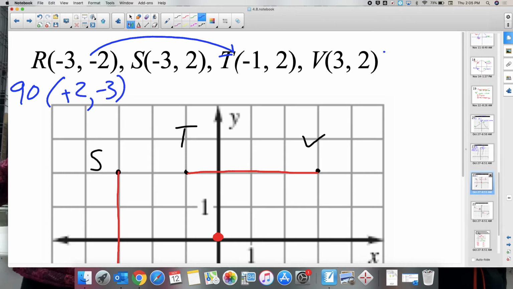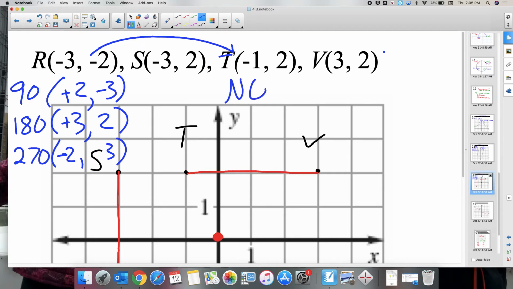Change the sign of the new x. Didn't get there. Do it again. Flip them. Change the sign of the new x. Still didn't get there. Do it again. Flip them. Change the sign of the new x. Still did not get there. So your answer is no.